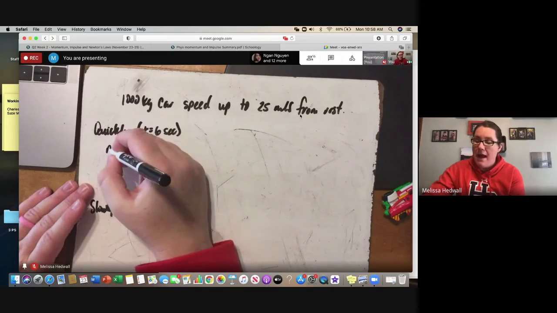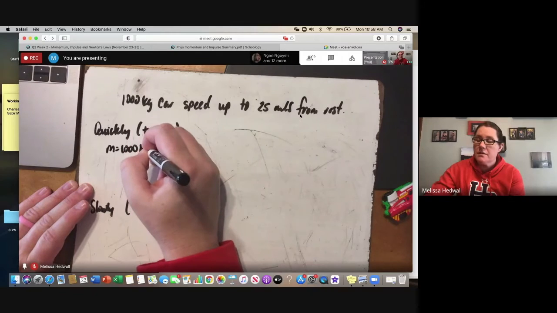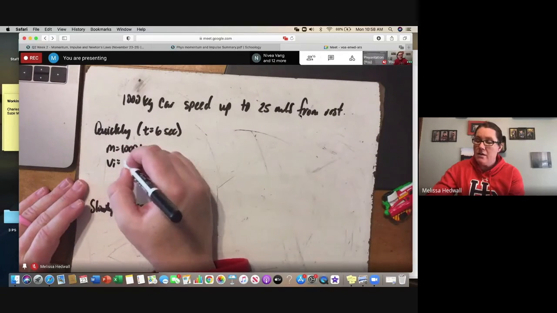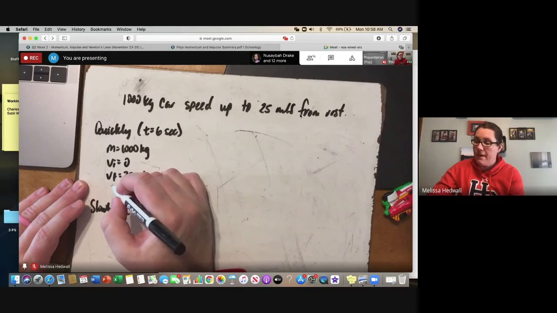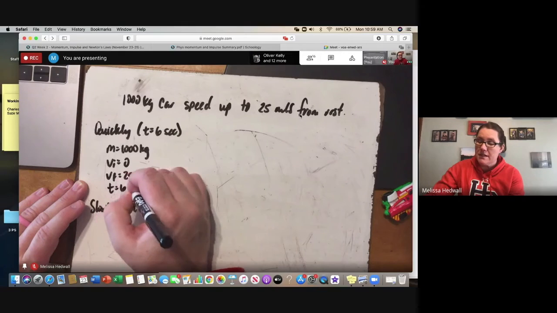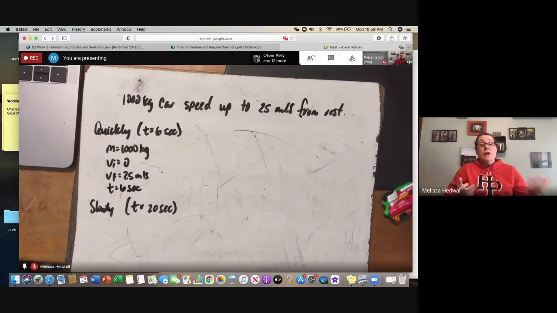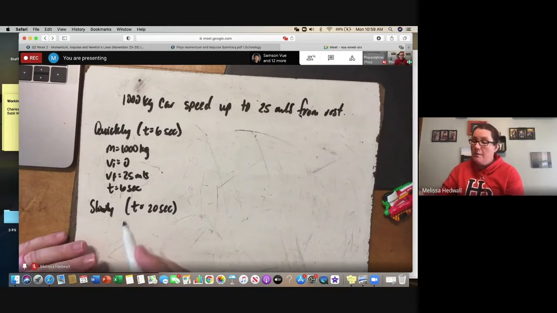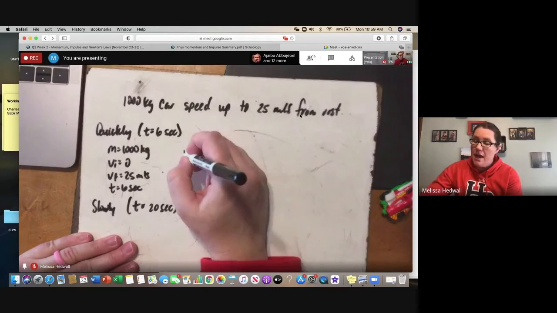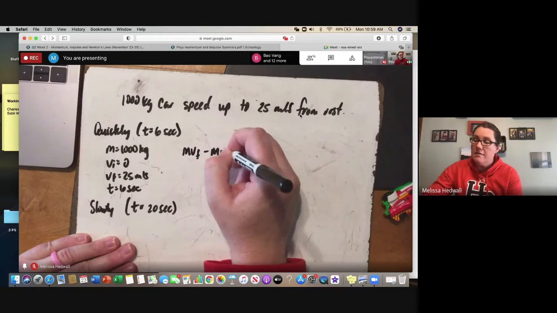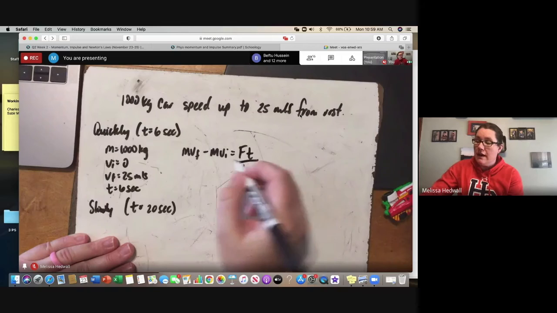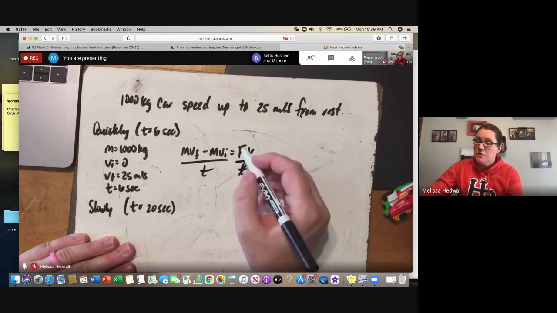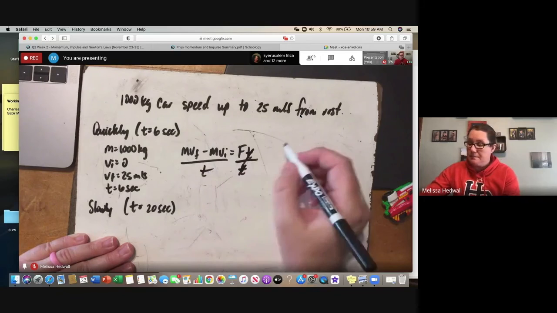So we have this set up. We know that our mass equals 1,000 kilograms. We know our VI equals 0, VF equals 25 meters per second. And in this one, T equals 6 seconds. So we know that our change in momentum is equal to our force times our time. We want to know how much force is needed. Well, MVF minus MVI equals force times time. And if we're solving for force, we just need to divide by the time. So we have force equals (MVF minus MVI) over T.